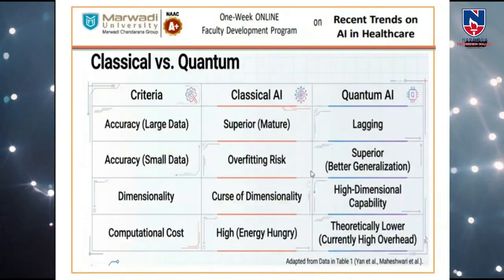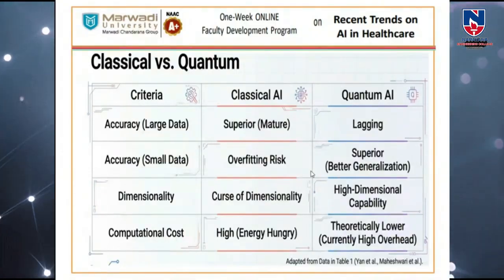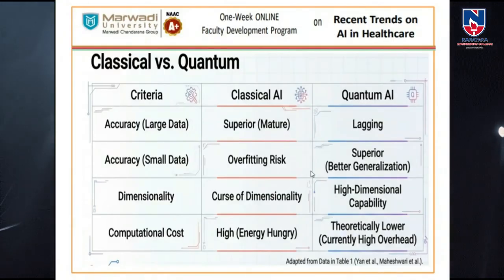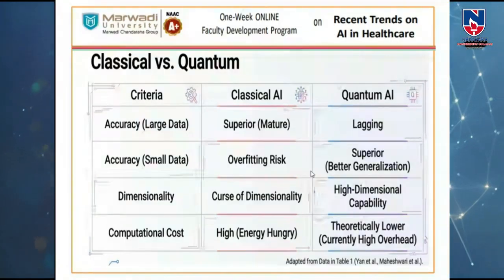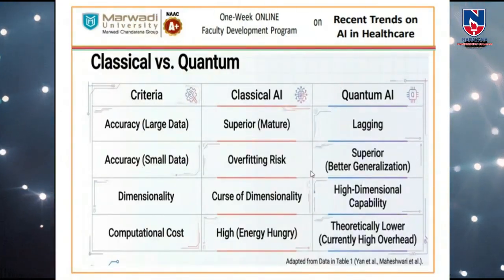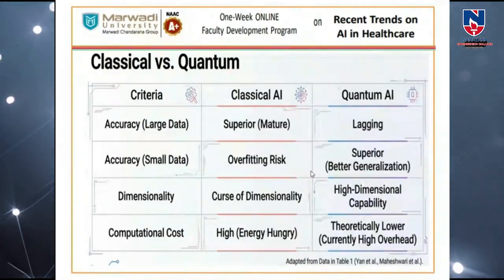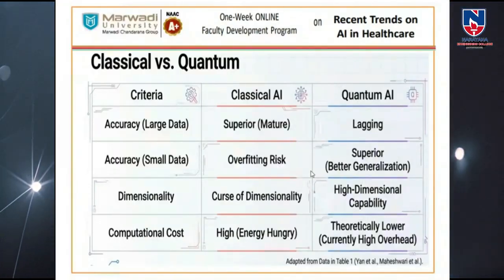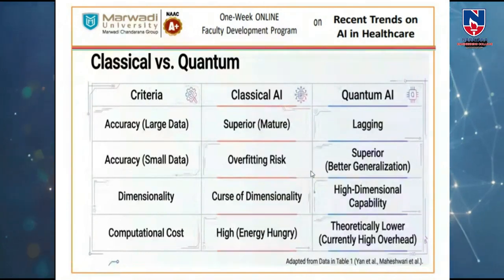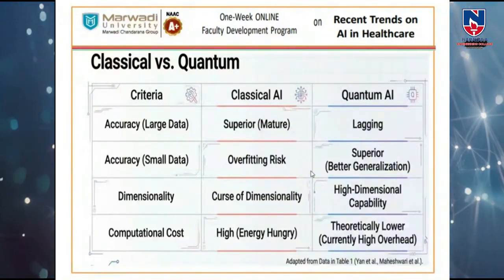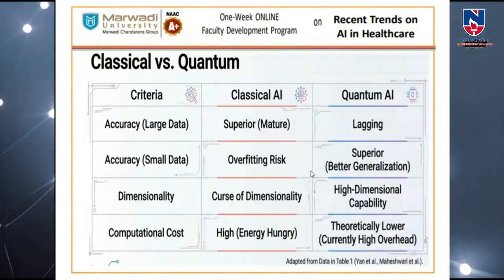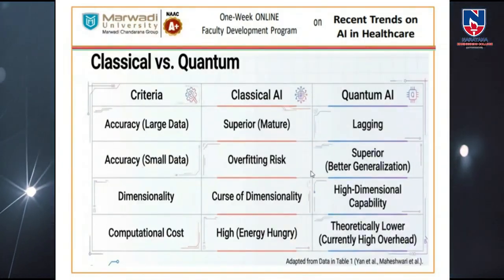Data availability also. Right? Another one is dimensionality. Of course, as I mentioned, classical computing uses 0s and 1s in a conventional space, whereas in the case of quantum, we have a Hilbert space that has high dimensional capability. And from the cost point of view, of course, no doubt, quantum is more costly as of today.